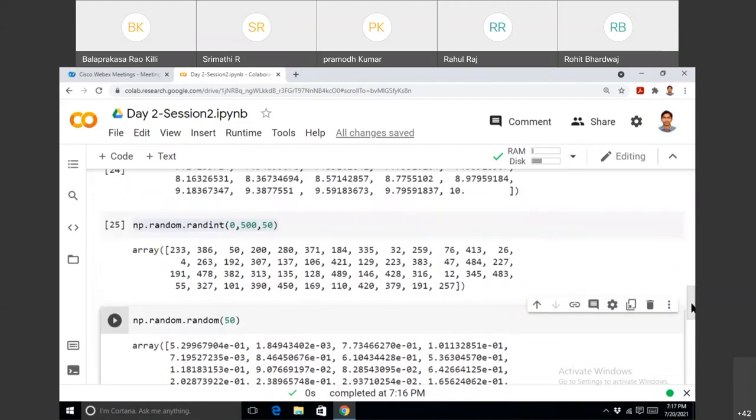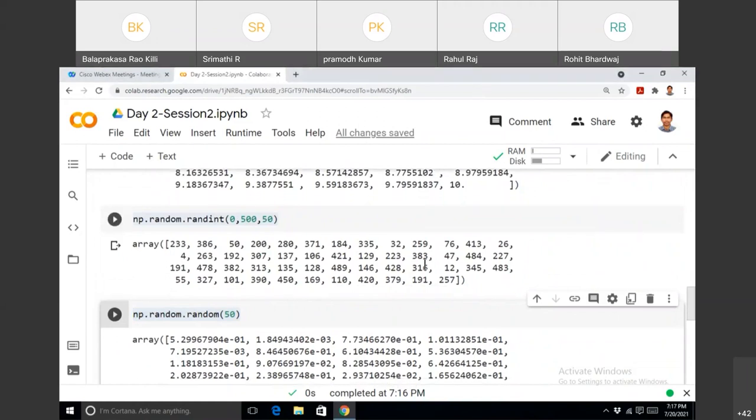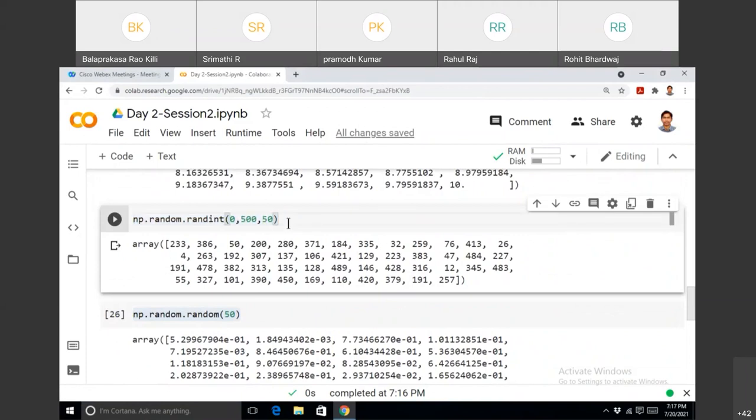Can someone give an idea how to generate floating point numbers between any range? So this random, what is it doing? It is giving floating point values between 0 and 1 only. Now, can someone tell how to generate 50 floating point numbers between 0 and 500? Can someone post in the chat box how to generate 50 floating point numbers between 0 and 500?